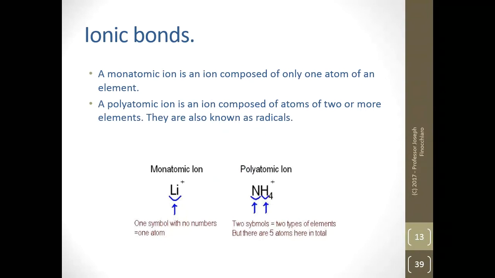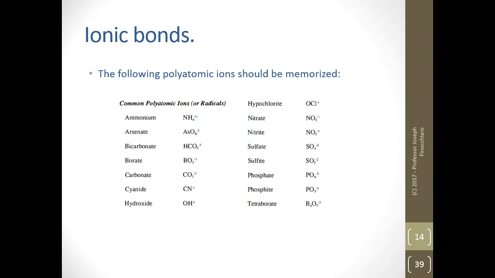A monatomic ion is an ion composed of only one atom of an element, whereas a polyatomic ion is an ion composed of atoms of two or more elements, and these are known as radicals. Definitions. Note card. And these are the ones you should own: ammonium, arsenate, bicarbonate, borate, carbonate, cyanide, hydroxide, hypochlorite, nitrate, nitrite, sulfate, sulfite, phosphate, phosphite, tetraborate. Own them. Note card them. Regurgitate them until you see them in your sleep.